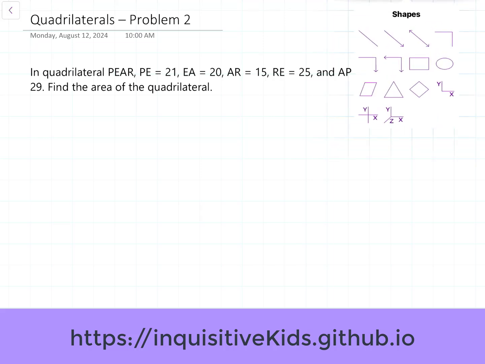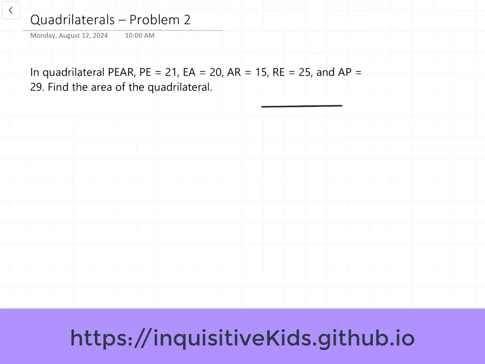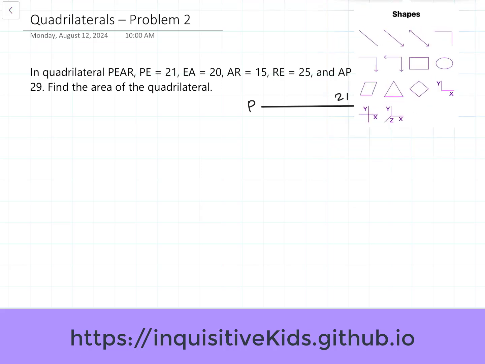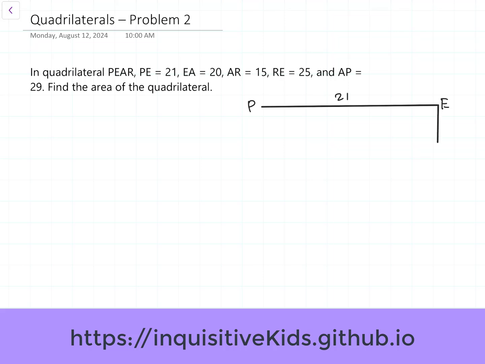So let's take a look and see how we can draw this. Well, I'm going to start with PE. So let's draw PE right here, and we'll label that 21. I'm going to make this the top side of the parallel set. So this next one will be 90 degrees, just because that's easier. And we'll make this 20. So that's about 20.